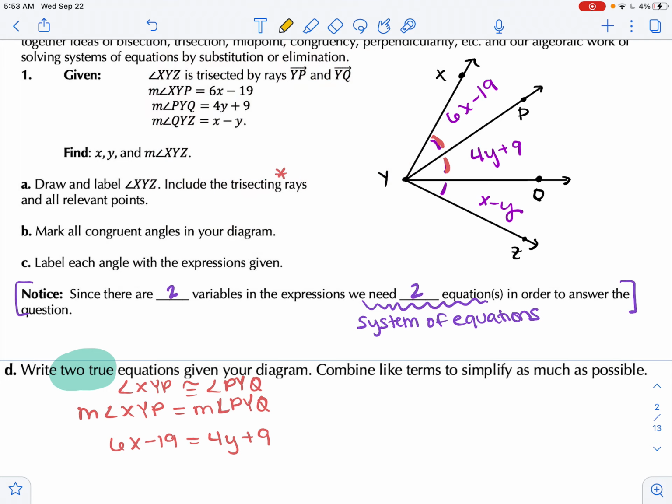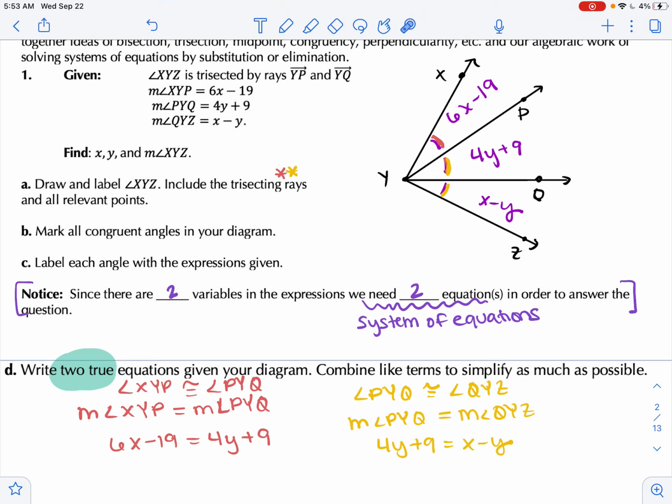On the same line of thinking, we can recognize that PYQ is congruent to QYZ, again because of those trisecting rays. That means their measures are equal. And here comes another equation that I can write: 4y plus 9 equals x minus y.